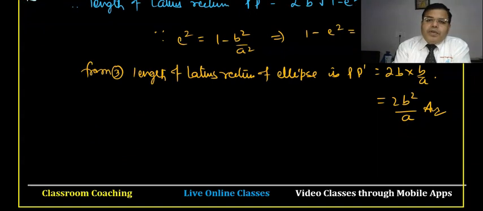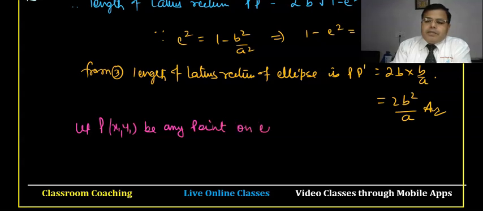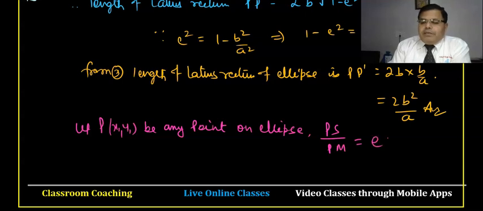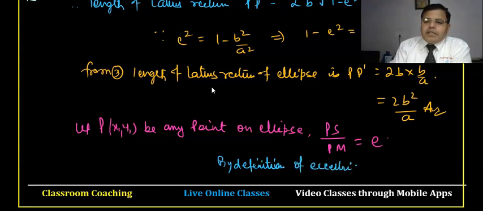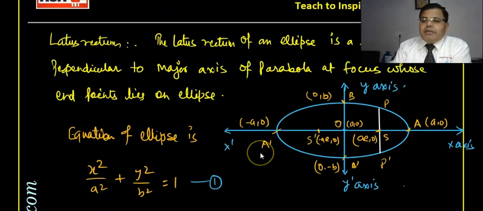Now for the directrix, we know, let P be any point P(x1, y1) on the ellipse. In that case, PS by PM is equal to e. This is the definition of the eccentricity of a conic. So PS by PM is equal to e. Now, if P be any point, where is the point?